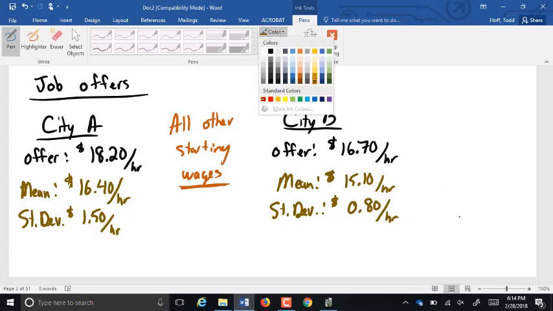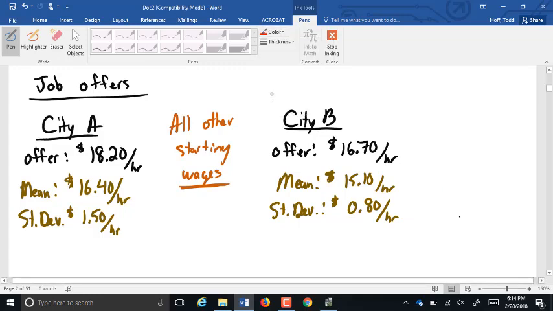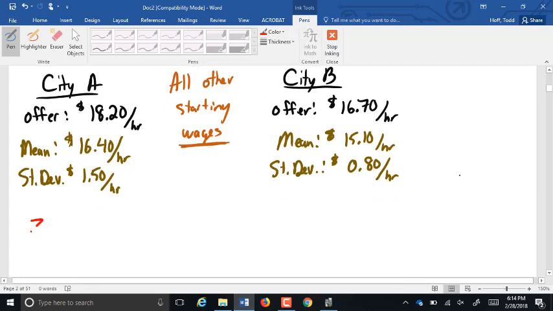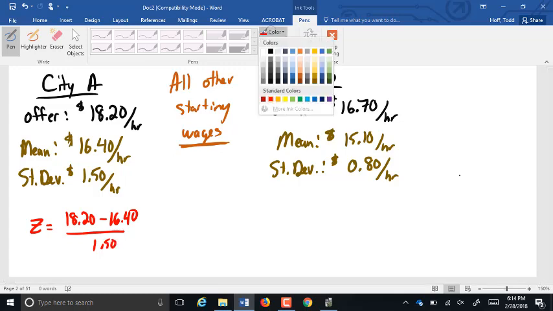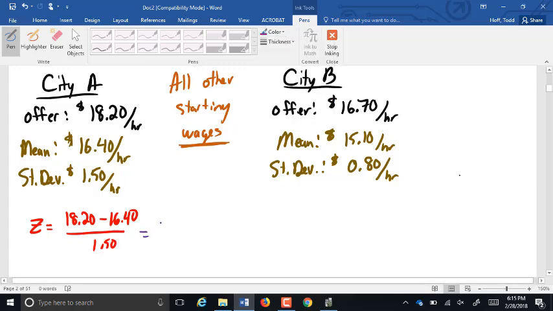Let's find some Z-scores. So for City A, how do we set up the Z-score? 18.20 minus 16.40, you got it, over 1.50. 18.20 minus 16.40 is 1.80 over 1.50, which is a 1.2 Z-score. 1.2 standard deviations above the mean.